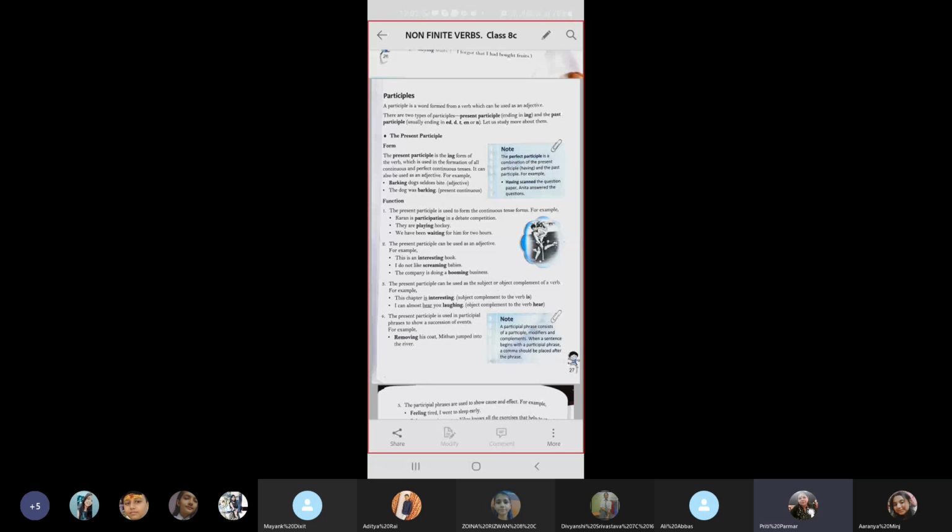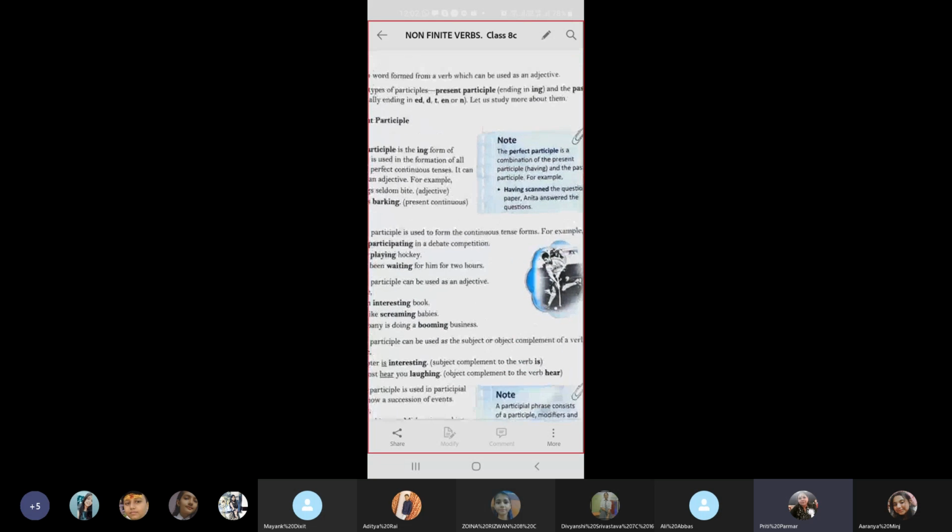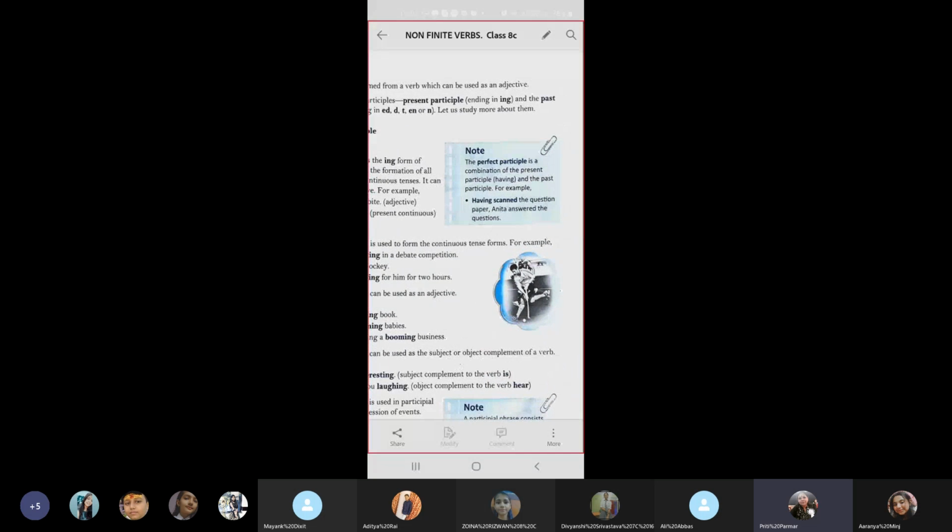The present participle is the ing form of the verb, which is used in the formation of all continuous and perfect continuous tenses. It can also be used as an adjective. Example, barking dogs seldom bite. Now, what kind of dog? Barking. So here, barking is a present participle, which is also acting as an adjective. Okay, please come to this note here. The perfect participle is a combination of the present participle having and the past participle. For example, having scanned the question paper, Anita answered the question. So many a time we get a perfect participle by adding having. Okay.